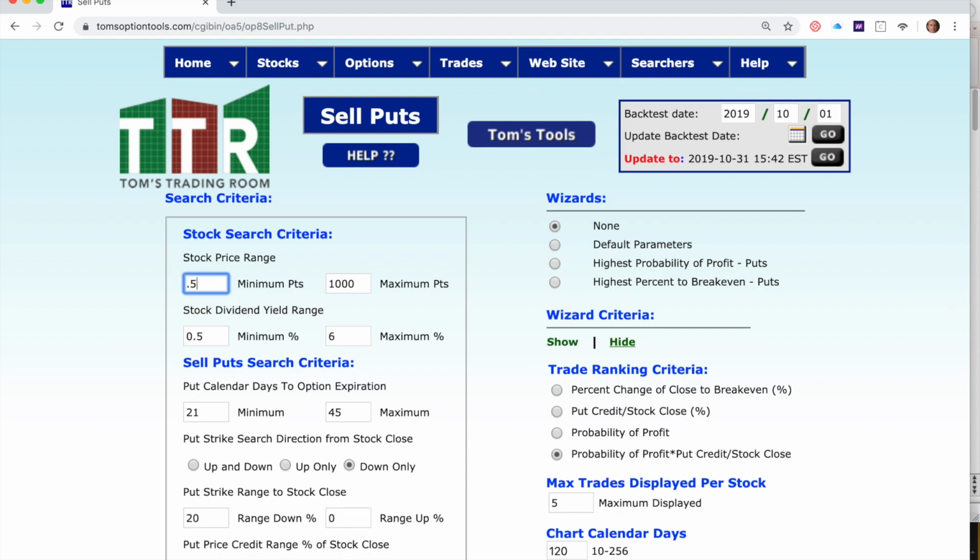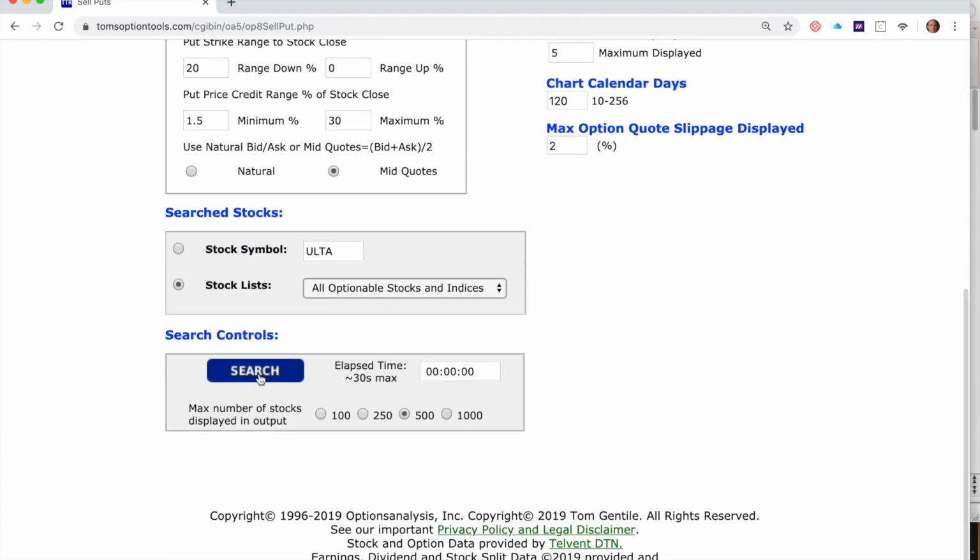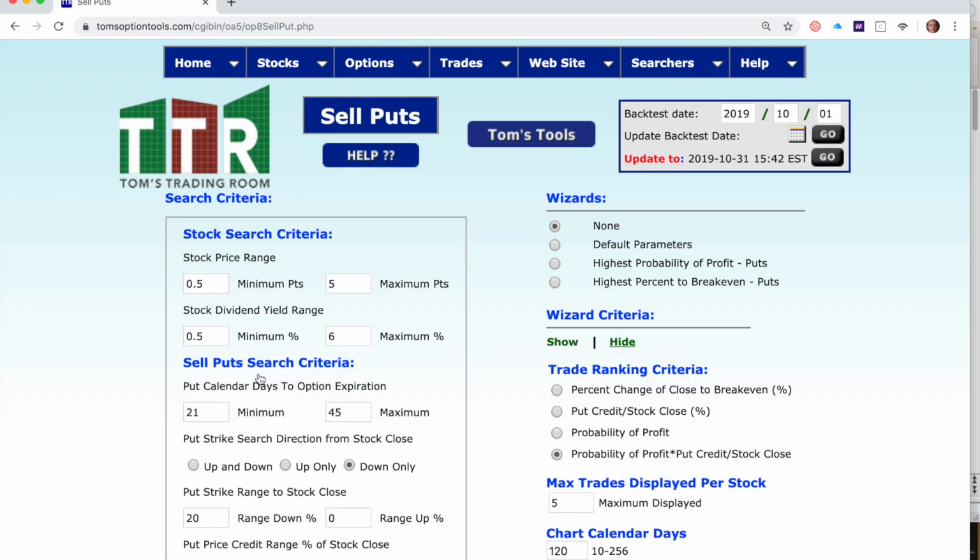Make the minimum price 50 cents, the maximum price 5. Don't change anything else, including wizard criteria. Hit your search button. This thing is a fast search. Let's take a look at the results here.